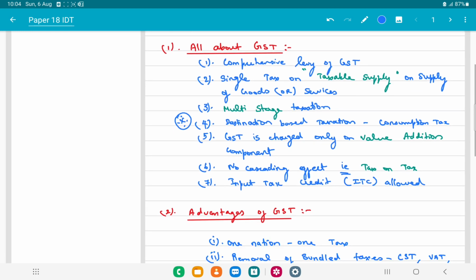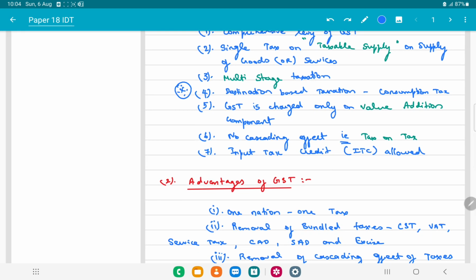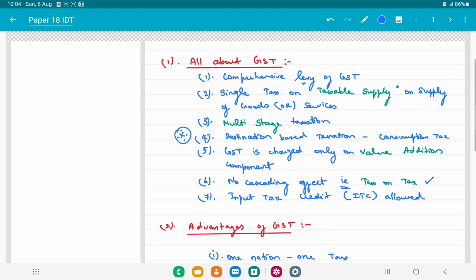GST is charged only on what? Value addition. It is charged only on value addition. There is no cascading effect. There is no issue of tax on tax now. There is no tax on tax. And input tax credit is allowed.